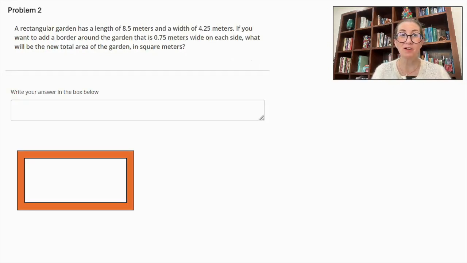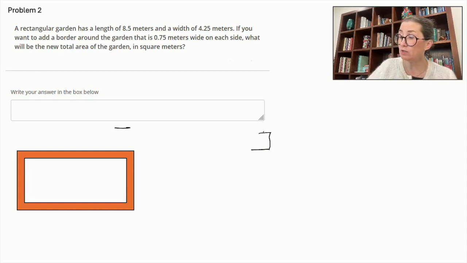Problem number 2. A rectangular garden has a length of 8.5 meters and a width of 4.25 meters. If you want to add a border around the garden that is 0.75 meters wide on each side, what will be the new total area of the garden in square meters? Write your answer in the box below. So that means there's no multiple choice. We have to do the sums, the figures, and then write the answer in here.